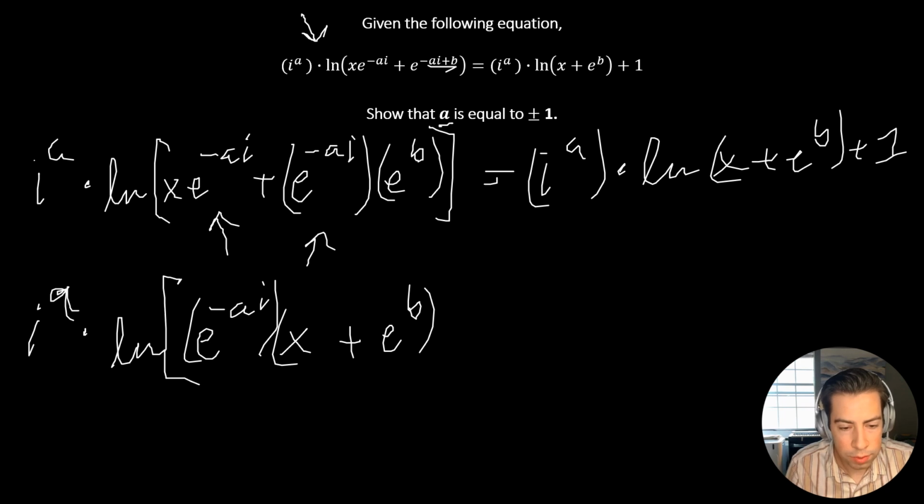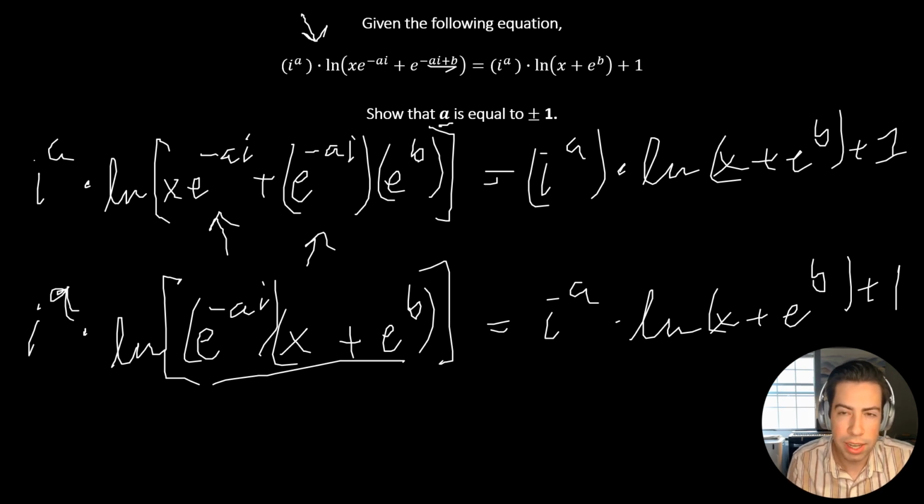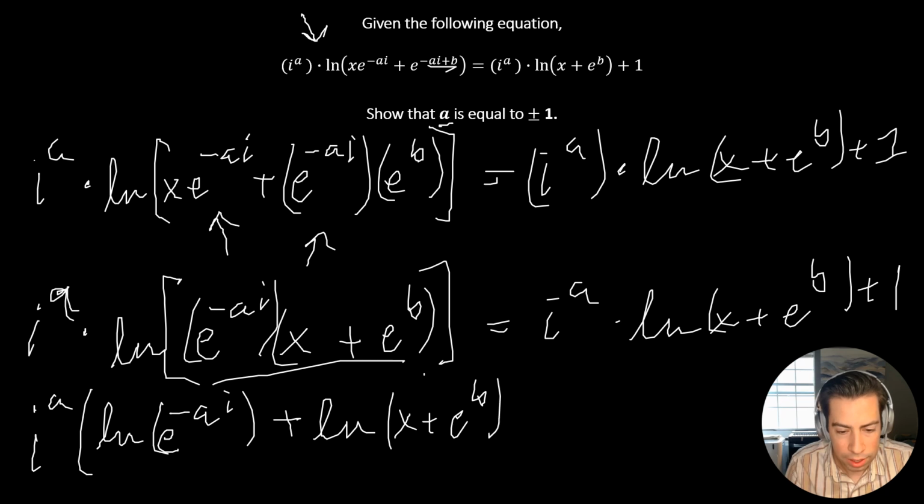So now we have these two values here, and then again it's going to equal i to the a times the natural log of x plus e to the b plus 1. So now, guys, I want to break this up into two logarithms, kind of like what we did in that last rule. So it's going to be i to the a multiplied by the natural log of e to the negative ai plus the natural log of e to the x plus e to the b power. And this is going to equal all this stuff right here, okay?